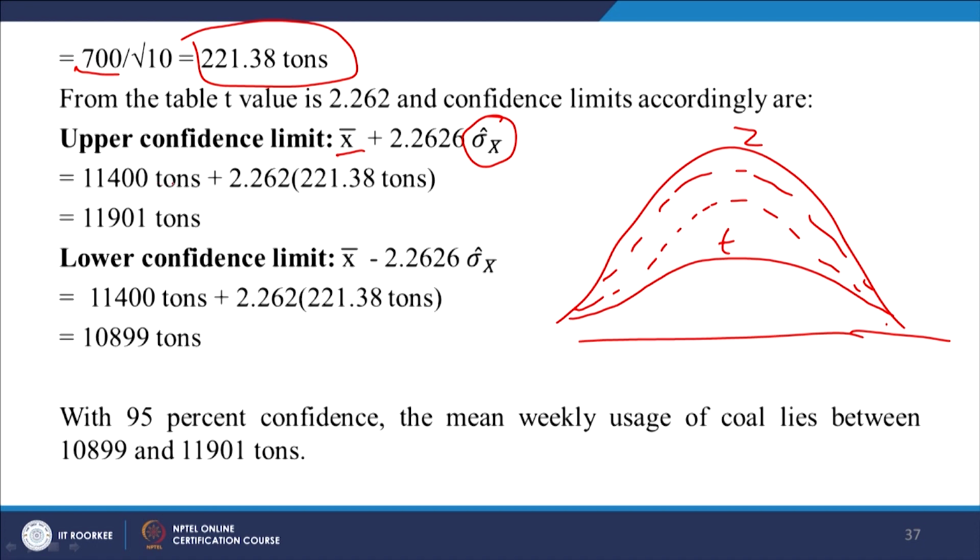So, even the formula remains the same, whether you use T or Z. So, this finally becomes: the upper confidence limit is equal to 11,901 ton, the lower limit is equal to 10,899. So, with 95% confidence, the manager will say that the mean weekly usage of coal lies between 10,899 and 11,901. So, this is very important.